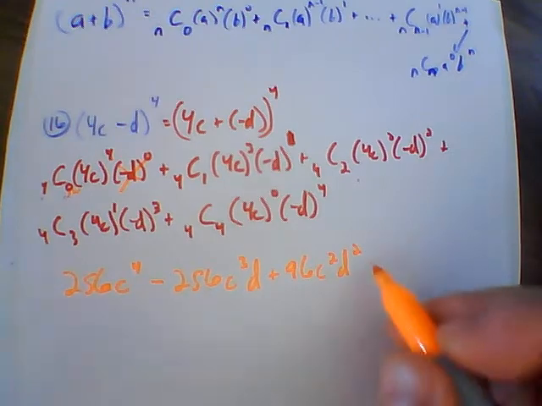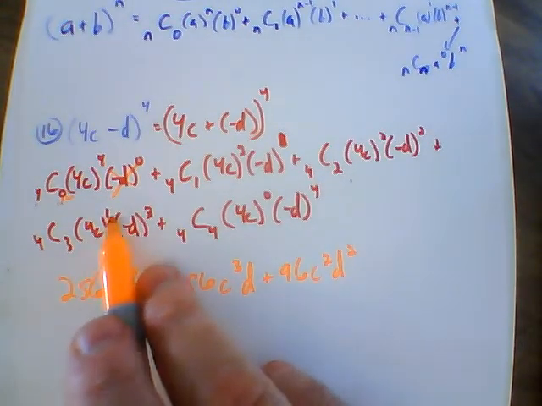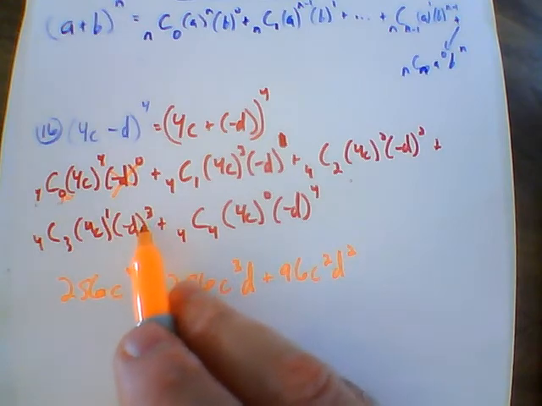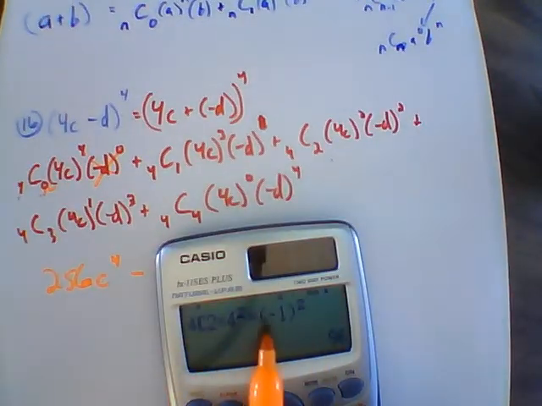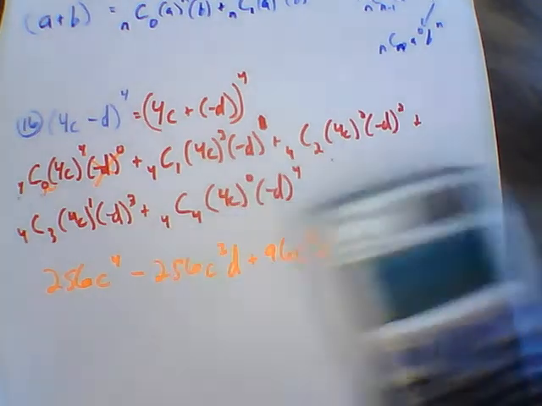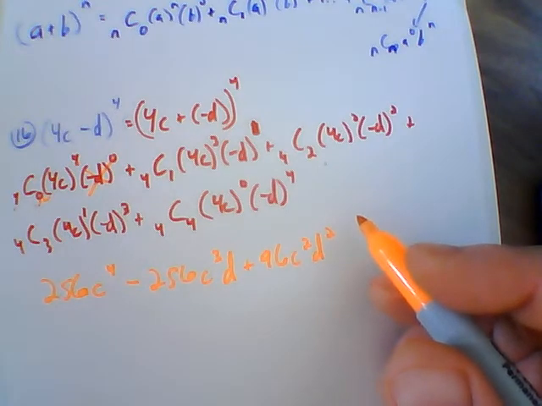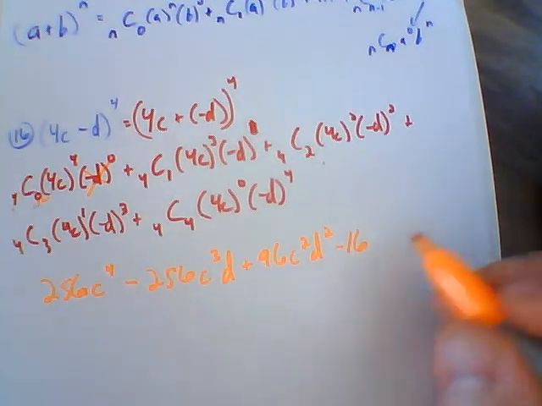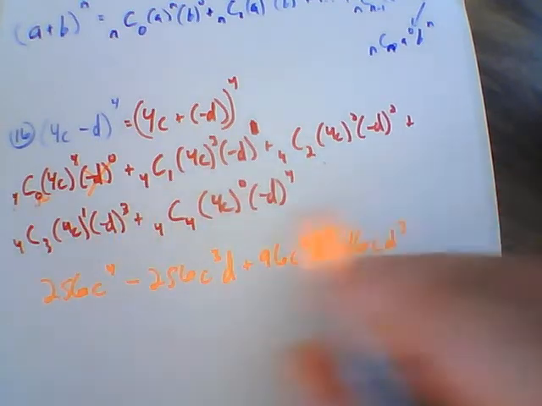Then we would go to our next one. Once again, we come down here, 4 combination 3 times 4 to the 1st times a negative 1 cubed. Most of it's typed in. We could just go back in and change our exponents if we wanted. I do have the answer worked out already. So this would be a minus 16 cd cubed. Once again, c to the 1st, d's cubed.